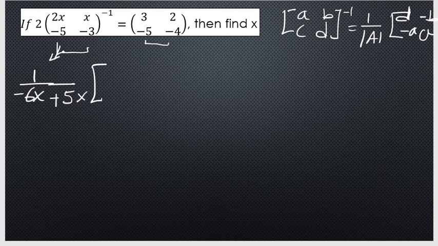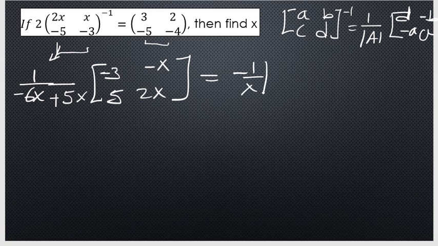Then the adjoint of it will be, we will exchange the place of the main diagonal. That means negative 3 will be here and 2x down. And the x will be negative x, and the other diagonal I'm negating, so this is going to be 5. Therefore, this will be 1 over negative 6x plus 5x, which is negative 1 over x, times the matrix negative 3, negative x, then 5 and 2x.